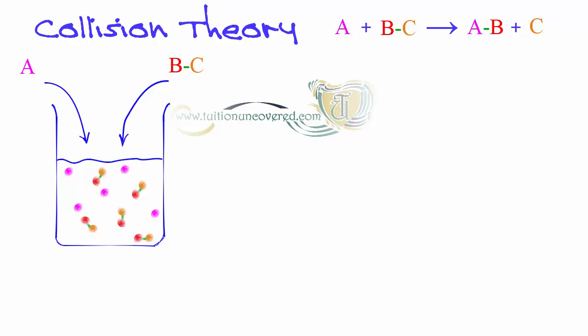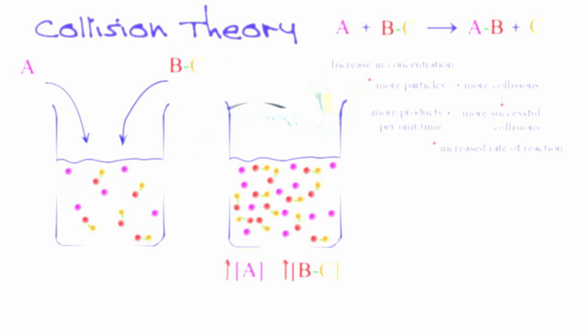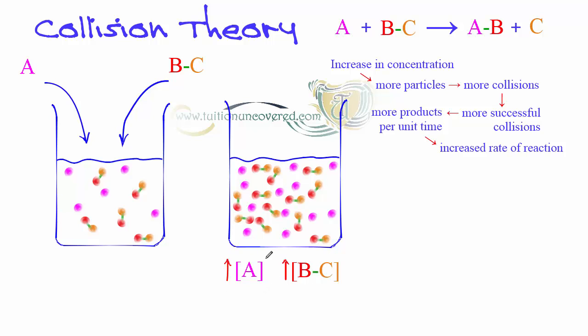So let's stick to our ABC example. Again, we've got our beaker here, A reacting with particles of BC to form AB and then C. What factors affect the collision theory? First, I'm going to look at concentration. So let's increase the concentration of A, the concentration of BC, and here in this beaker I've tried to illustrate this, that there are more A and BCs floating around, moving around. They all have different amounts of energy.